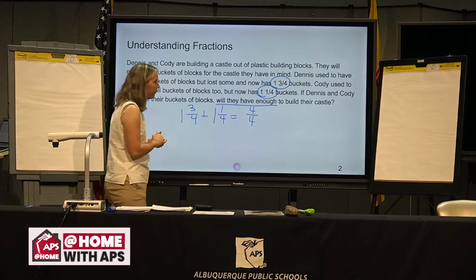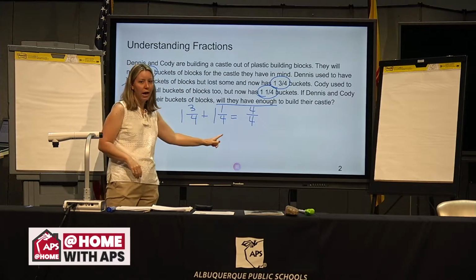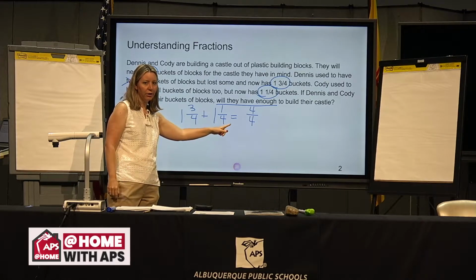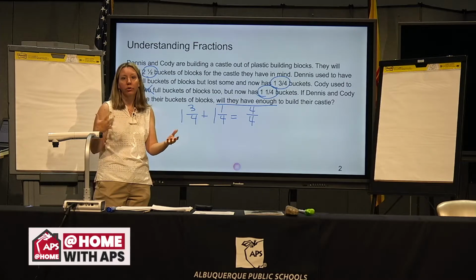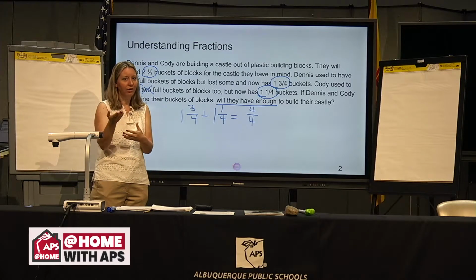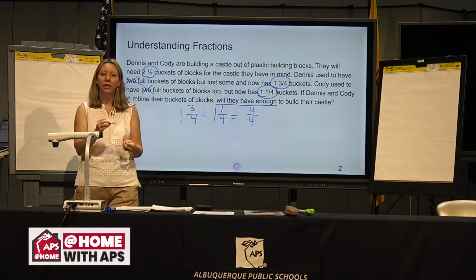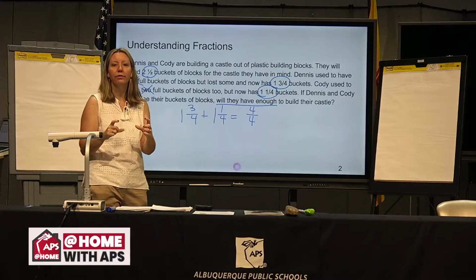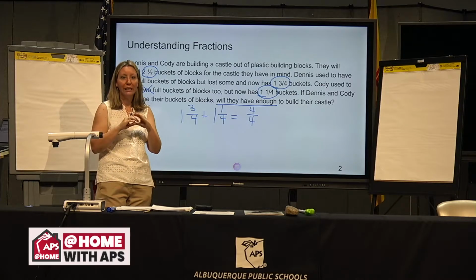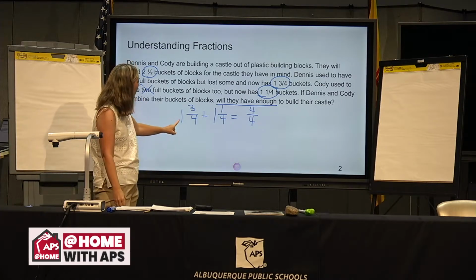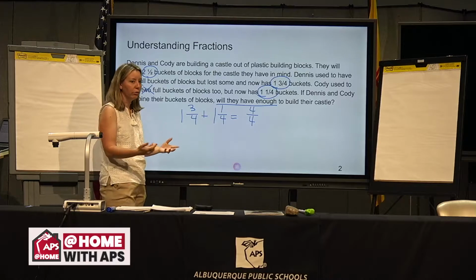Do you guys remember from a few weeks ago that we never, ever, ever add the denominator? Because that is telling us how many pieces are in the whole. I'm jumbling up my words, but that right there does not have to do with how many you have. It's just how many is in the whole. So we leave it alone. And then I have 1 whole plus 1 whole equals 2 wholes.